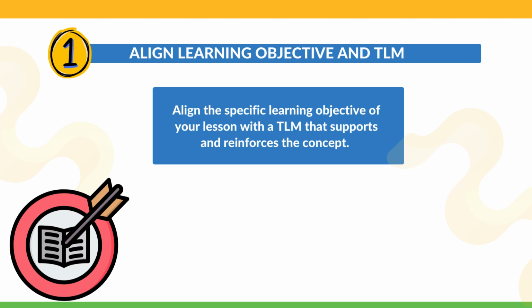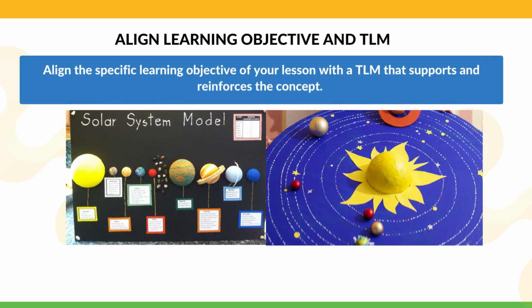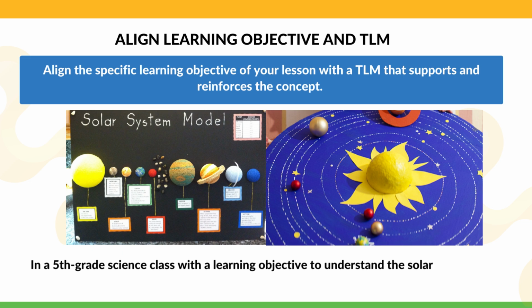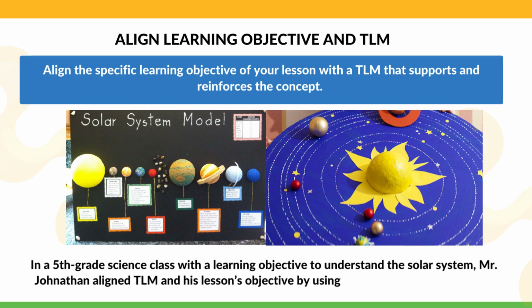Have a dialogue around your lesson through the TLM. Example, in a 5th grade science class, with a learning objective to understand the solar system, Mr. Jonathan aligned TLM and his lesson's objective by using a model of the solar system. He engaged his students in a dialogue about the planets, their positions, and characteristics while manipulating the model. This interactive approach enhanced comprehension and reinforced his lesson's objective effectively.